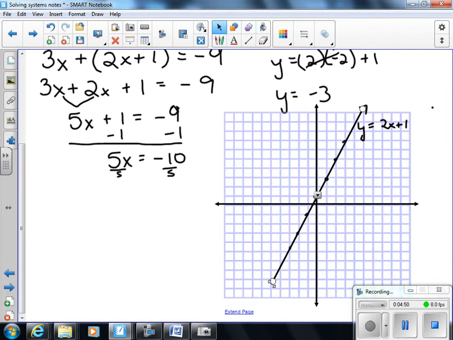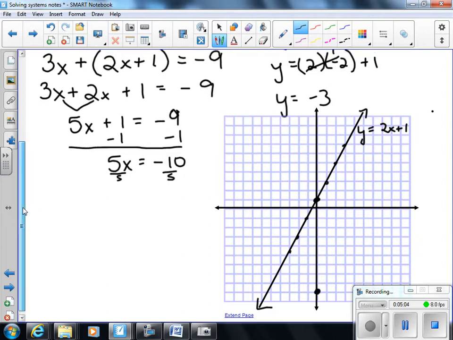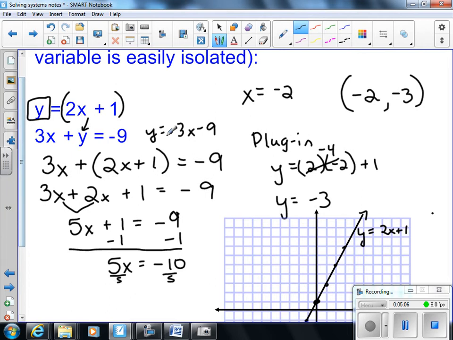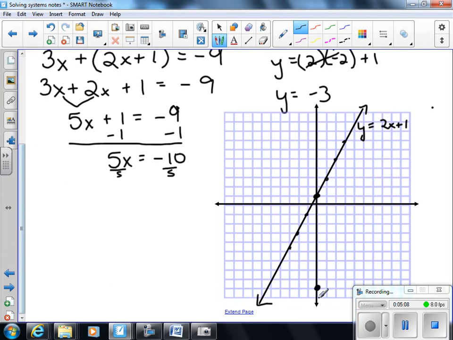Does my grid go that far? 1, 2, 3, 4, 5, 6, 7, 8, 9. Yes, it does. Negative 9. Okay, then what else do I know? It's a negative 3, but now I can't go down any, so I'm going to go up 3 to the left 1. Up 3 to the left 1. And where do they intersect?